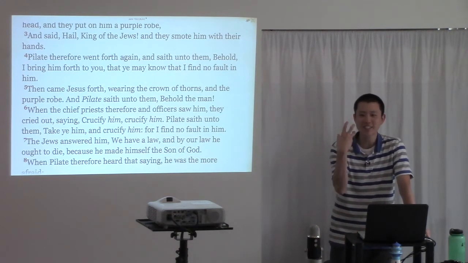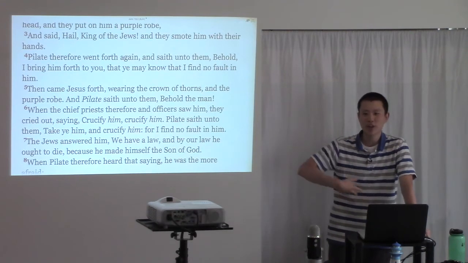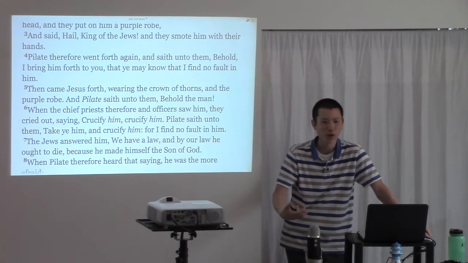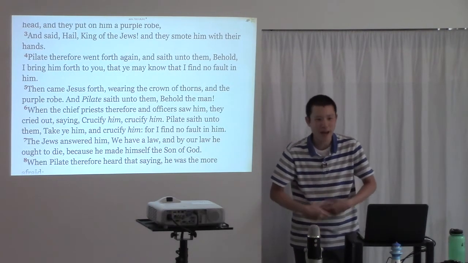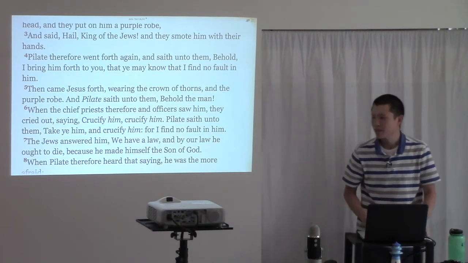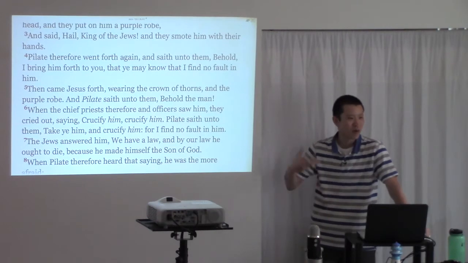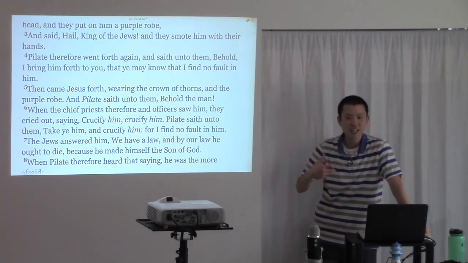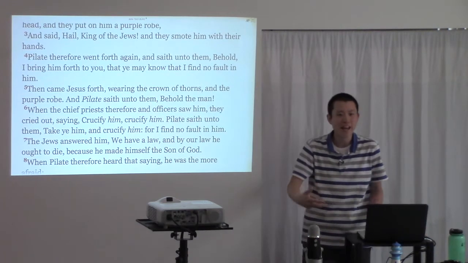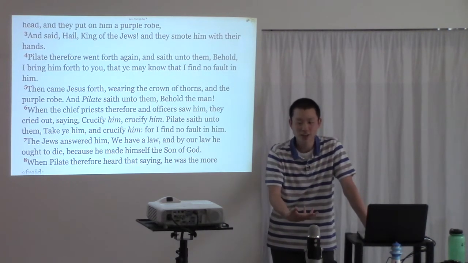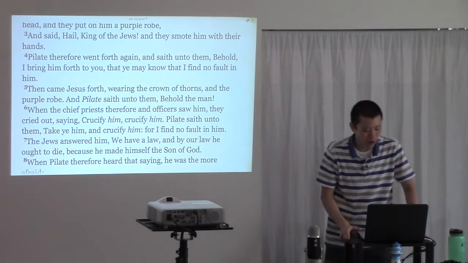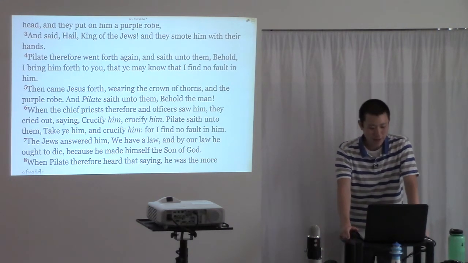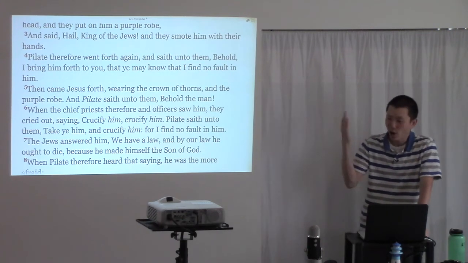Now, what does the crown of thorns represent? Remember when the curse came upon the earth after man had sinned? It brought forth the thorns and the thistles, and now man had to till the ground. So what does the crown of thorns represent? It represents the curse that was brought upon the world. And Galatians 3:13 says that Christ was made a curse for us, that he made us free from the curse of the law, being made a curse for us. Praise God. And Pilate says here, "Behold the man."